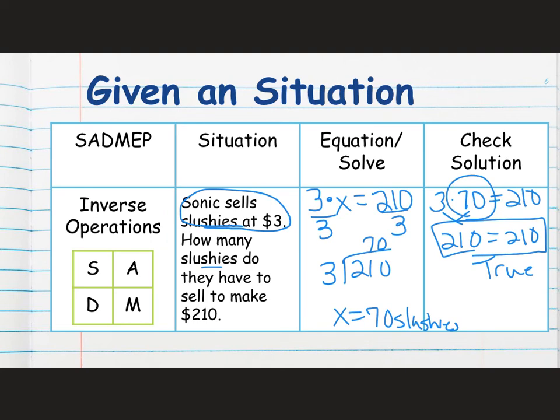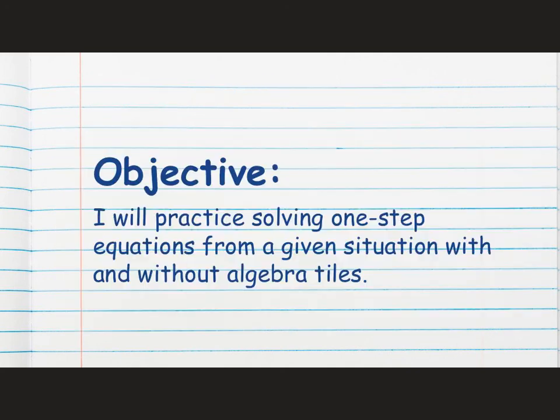So sometimes you may be given a situation, just like you all were given in our unit rate. Remember, they give you that unit rate. You know that you're multiplying by that unit rate, by that constant rate of change. So do we have an opportunity to practice solving just one-step equations from a given situation with and without algebra tiles? Yes, we did.